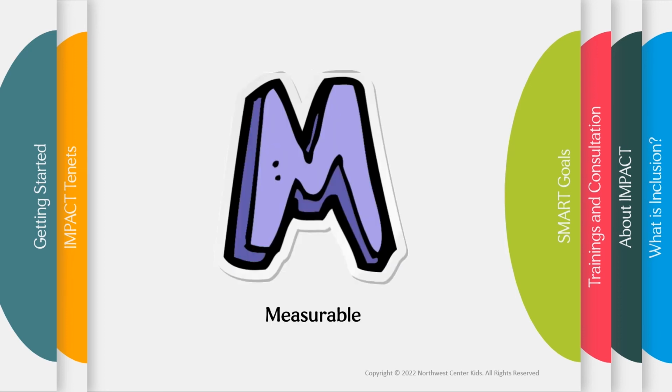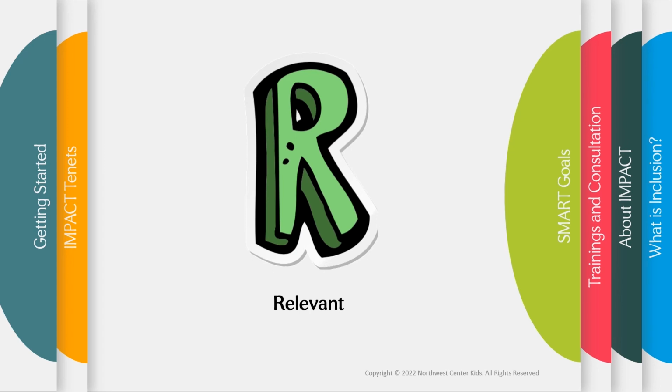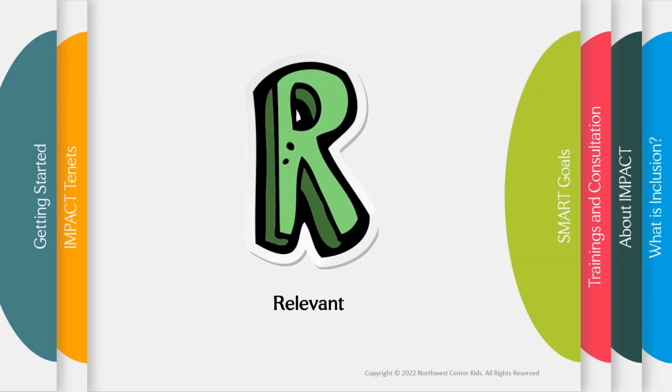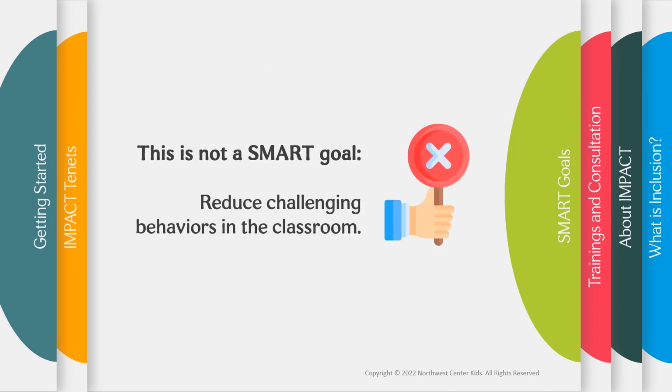M stands for measurable. Goals will be clear and measurable so you can track your progress and know when your goal is met. A, goals are achievable. We'll set goals that you have the tools and resources to achieve. R, goals are relevant. Your goal is worthwhile and leads to a more inclusive environment. And T for time-based. Your goal has a deadline, usually something you can accomplish by the time you meet with your consultant again. Here's an example.